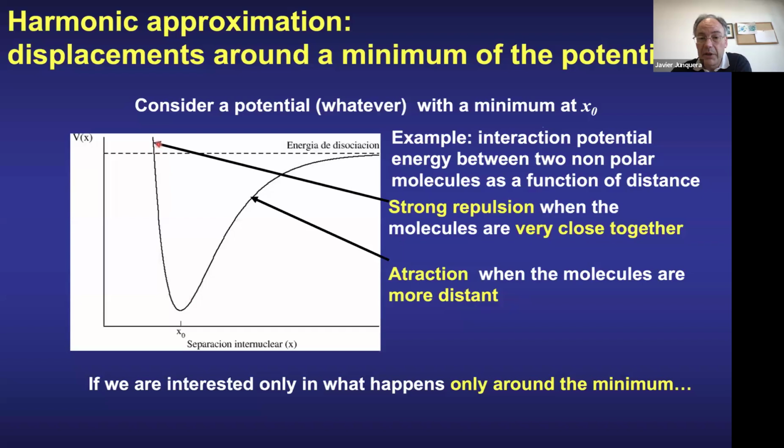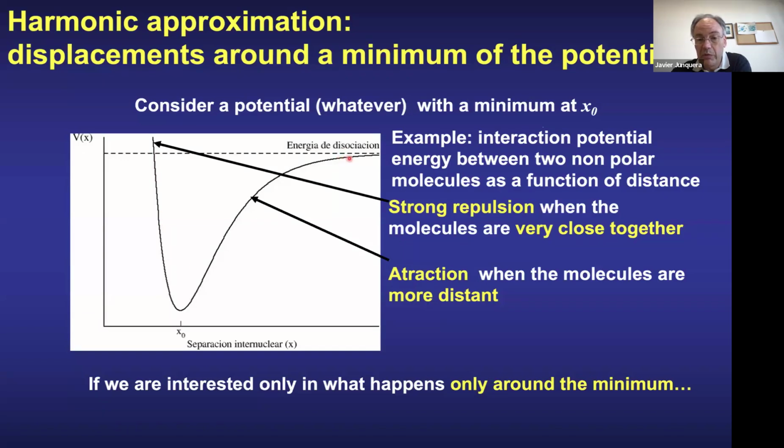So this potential may be, for example, the interaction potential, the potential energy between two non-polar molecules as a function of distance. So if the molecules are very close one to the other, there is a very strong repulsion between them that prevents the overlap between the two molecules.